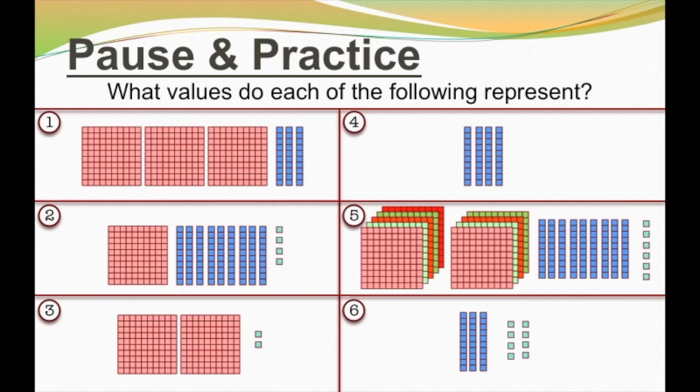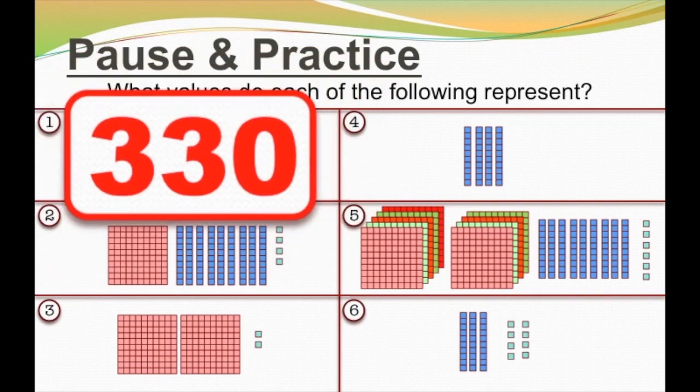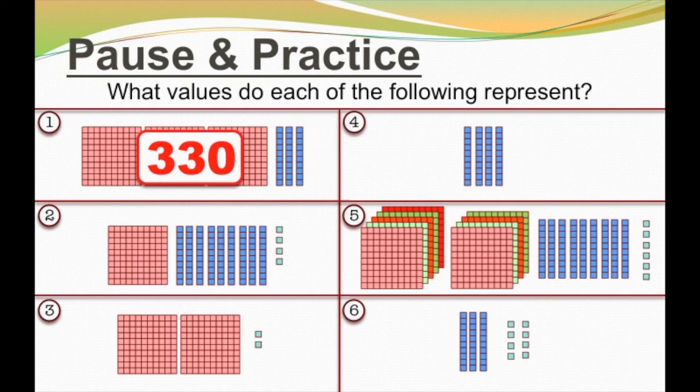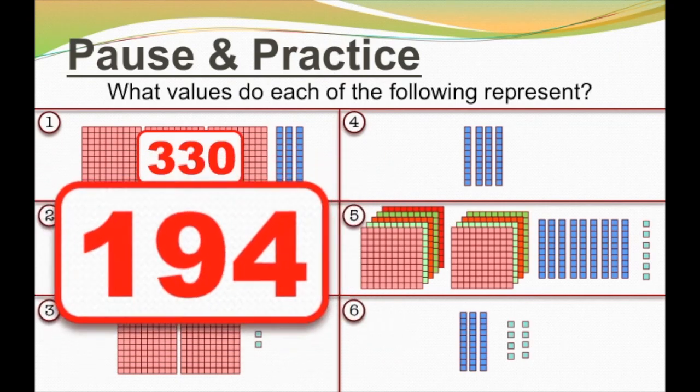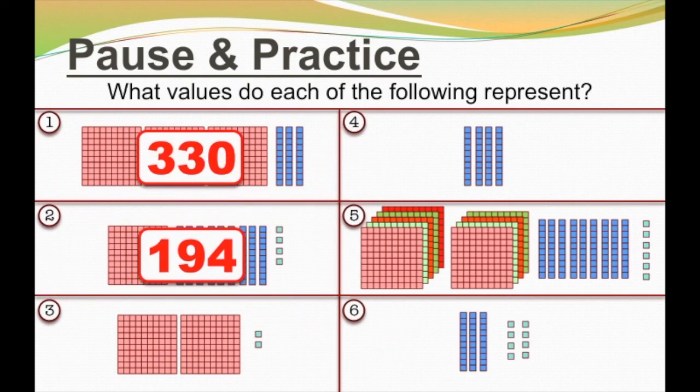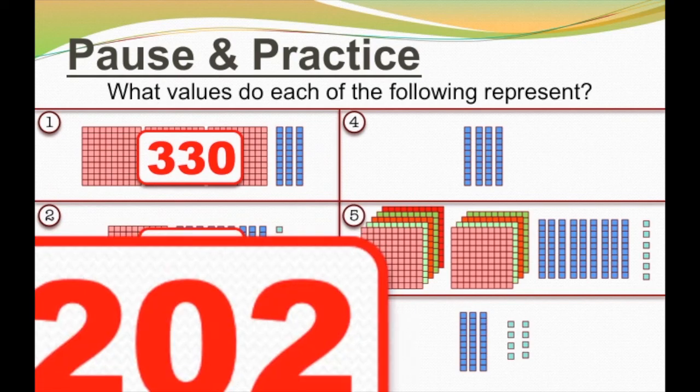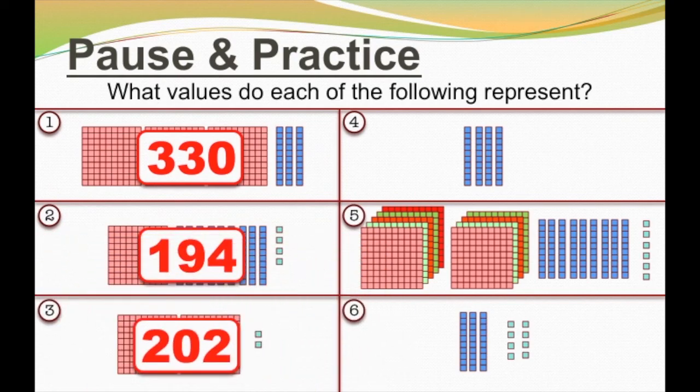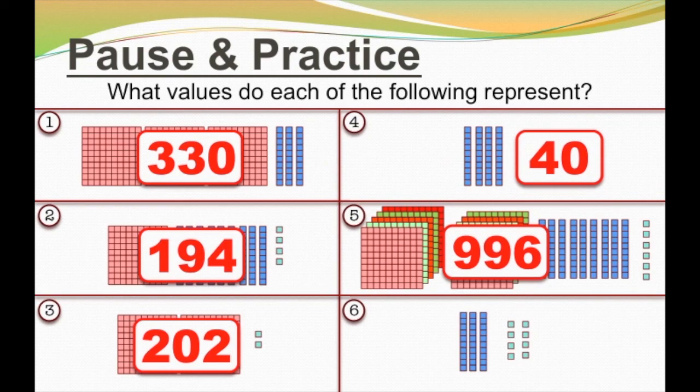So let's take a look at our answers. Number 1 is 330. Number 2 is 194. Number 3 is 202. Number 4 is 40. Number 5 is 996. And number 6 is 38.